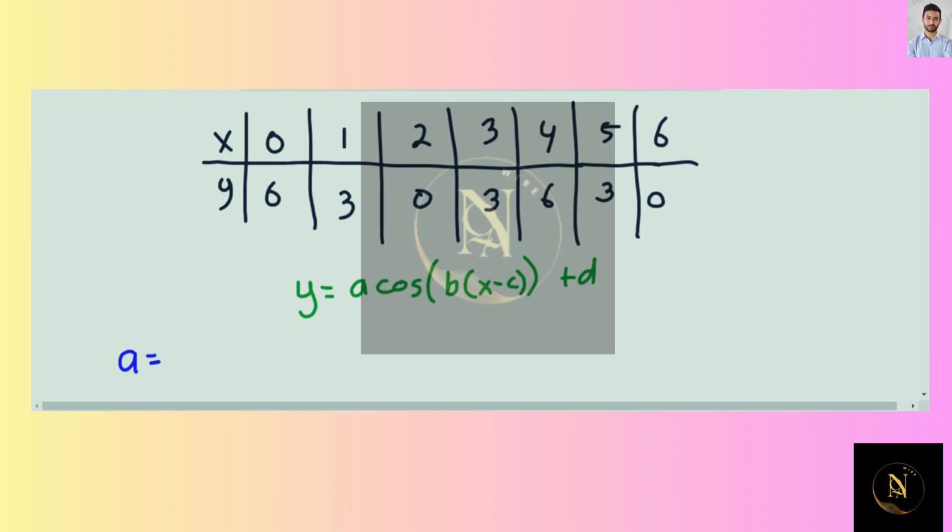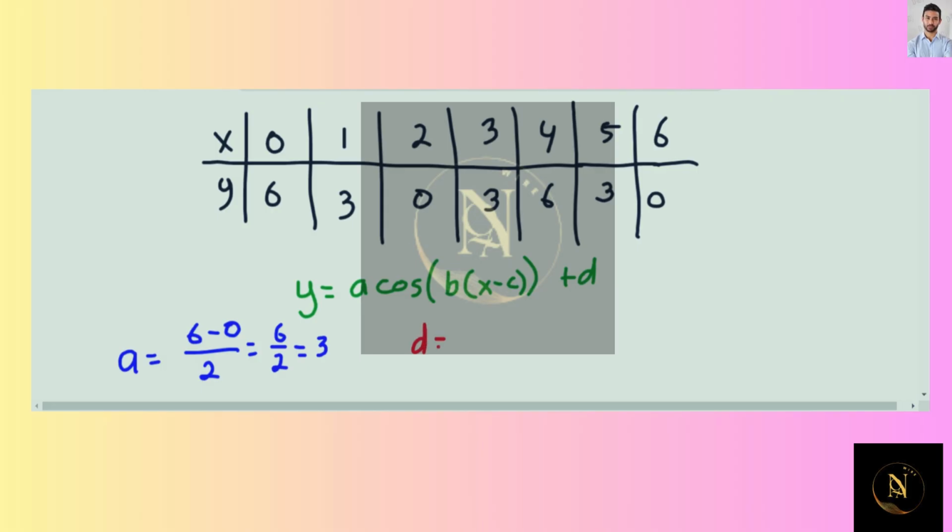A represents the amplitude for this function. The way we find the amplitude is we take the max value, which is 6, subtract the min value, which is 0, and divide by 2. Well, 6 minus 0 is 6, and 6 divided by 2 is 3. So that will be our a value.